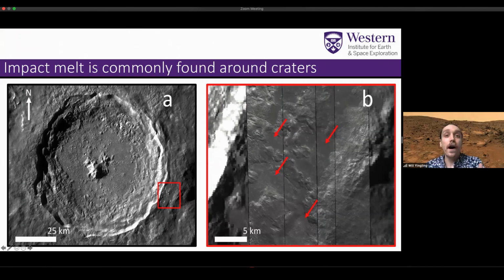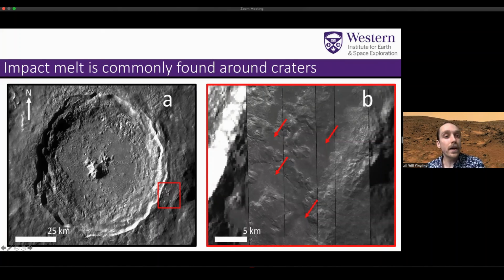Impact melt is commonly found in and around craters. During an impact event, there is vaporized rock, there's melted rock, and largely displaced rock. And so we're focused on the melted rock. And we particularly want to know how the rock, the melt, goes from inside the crater to outside the crater.